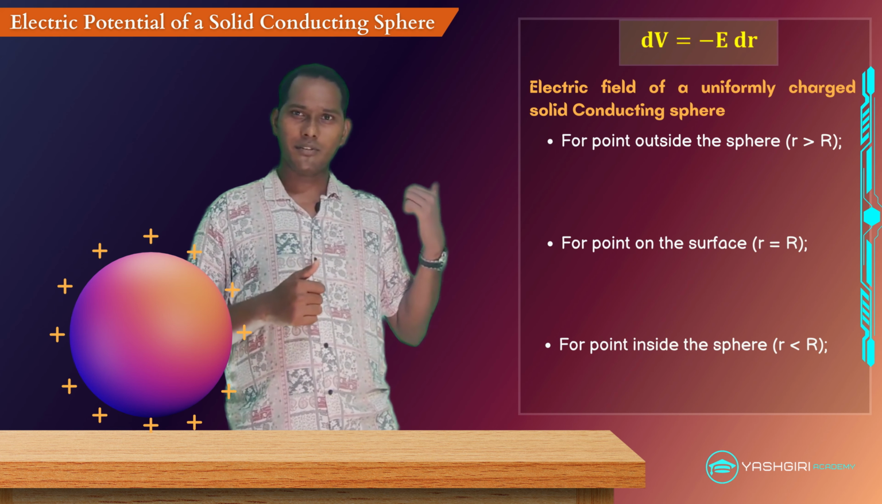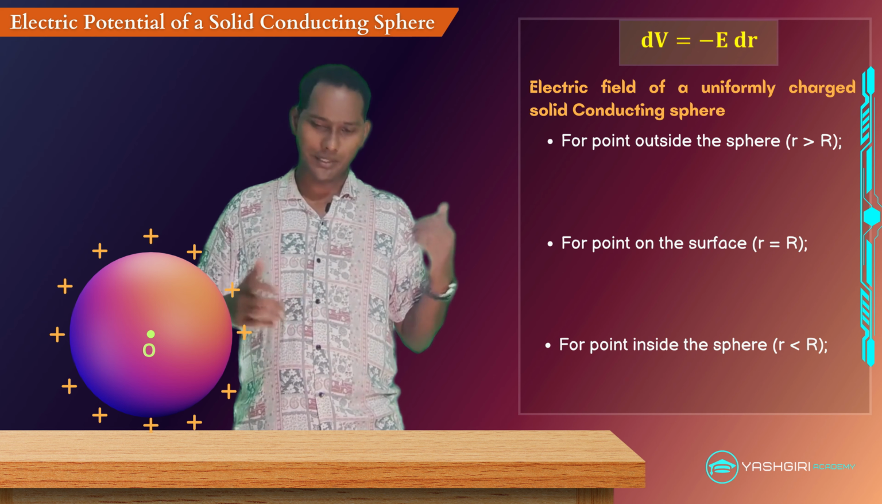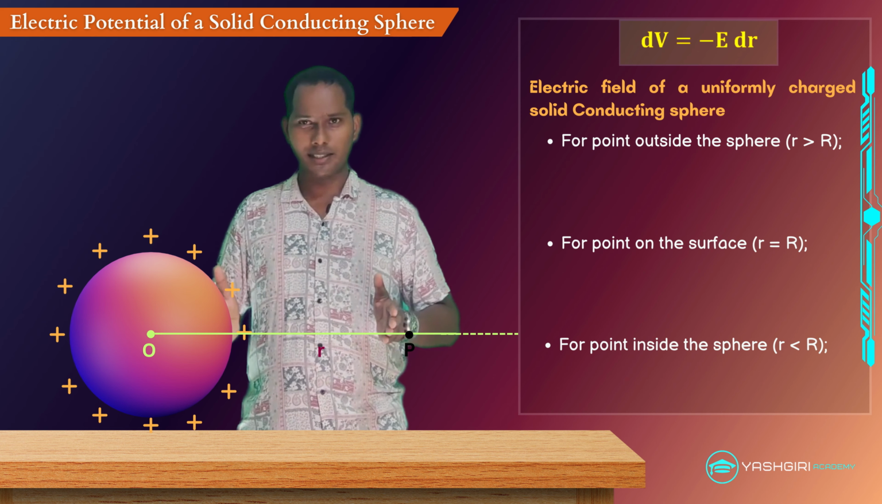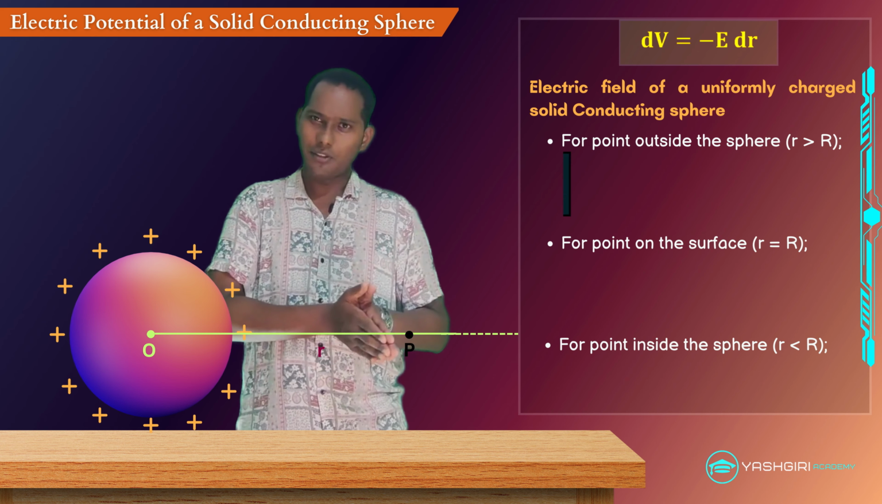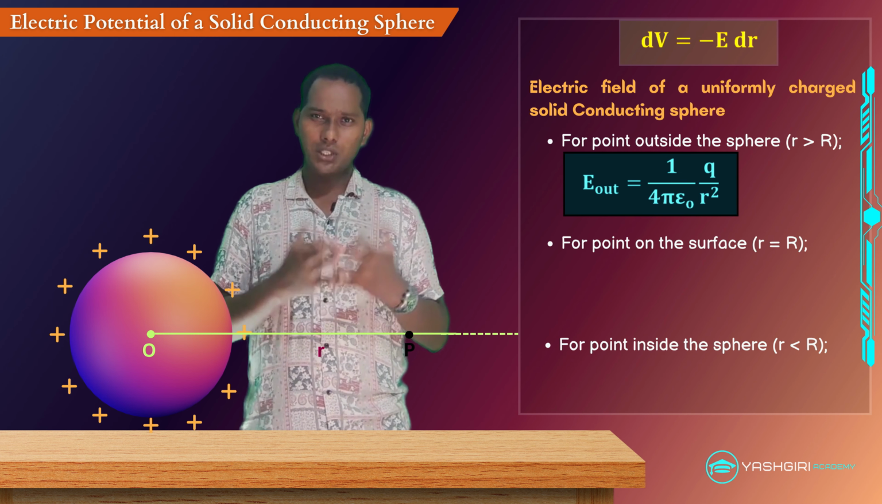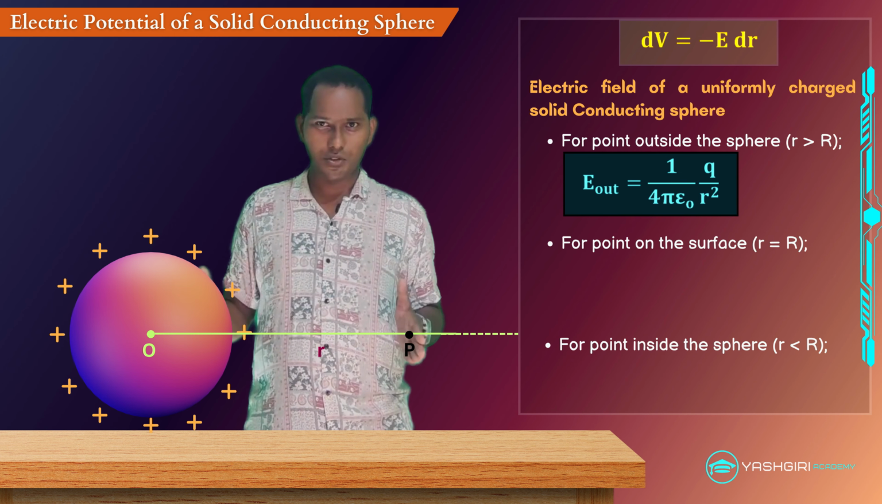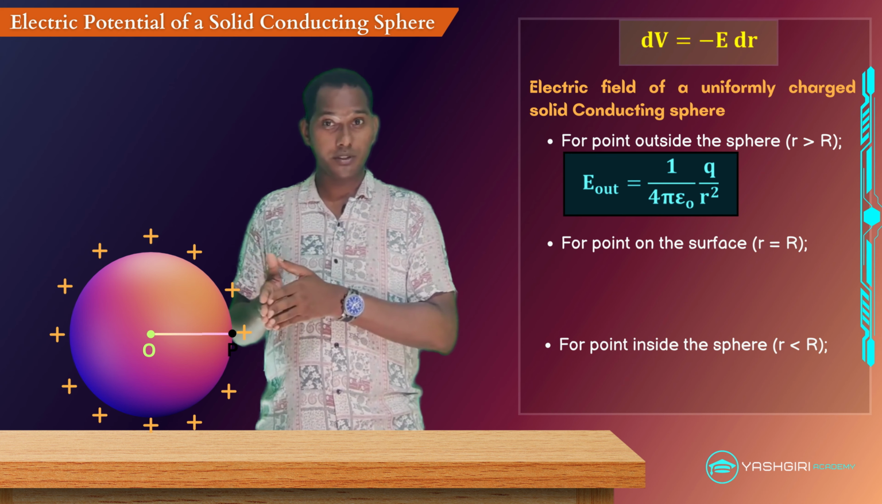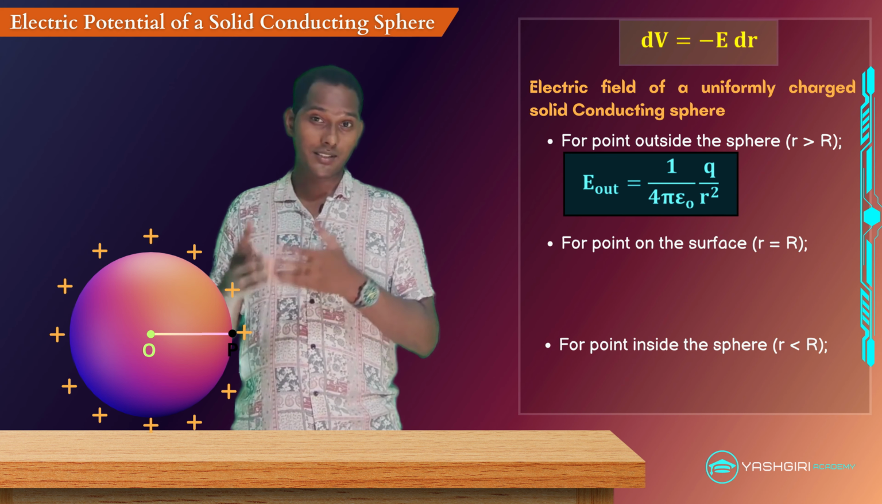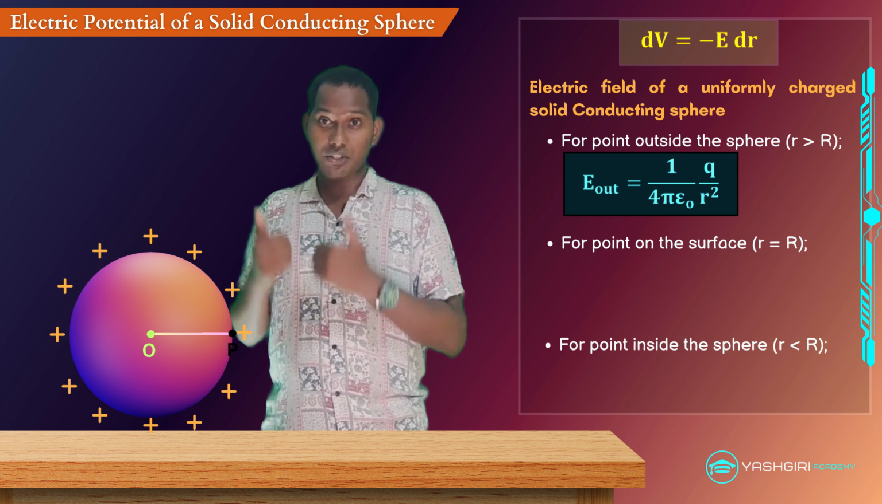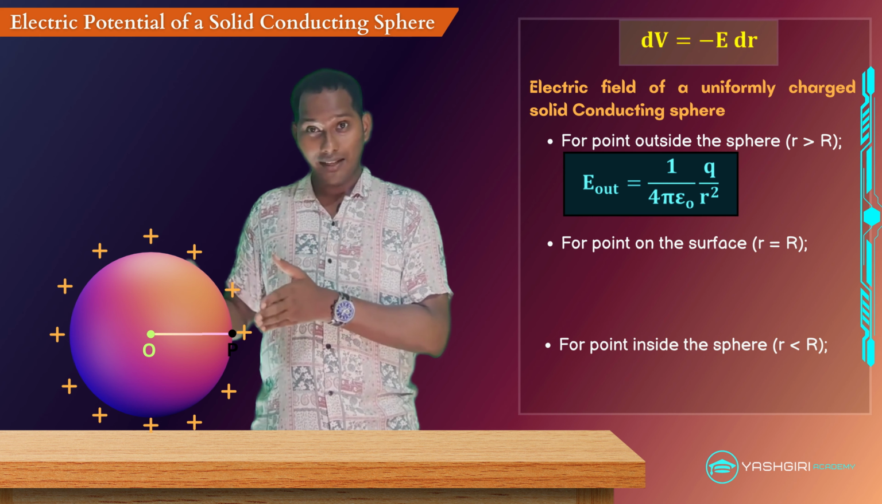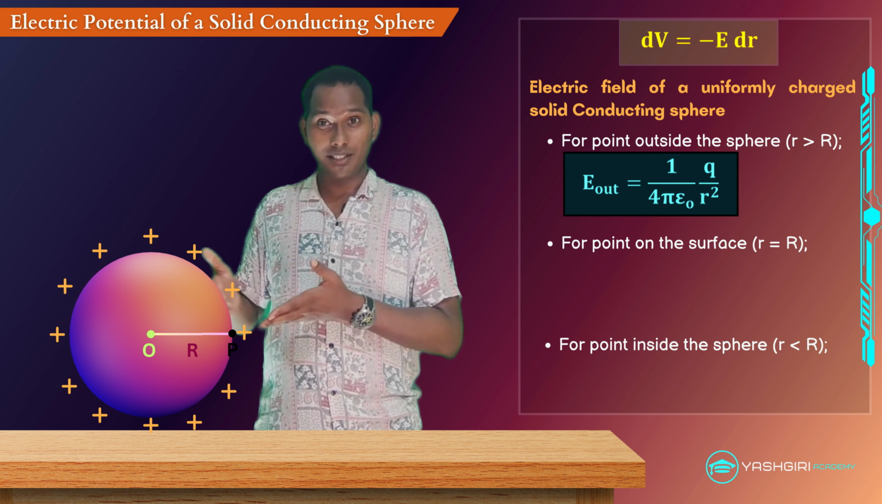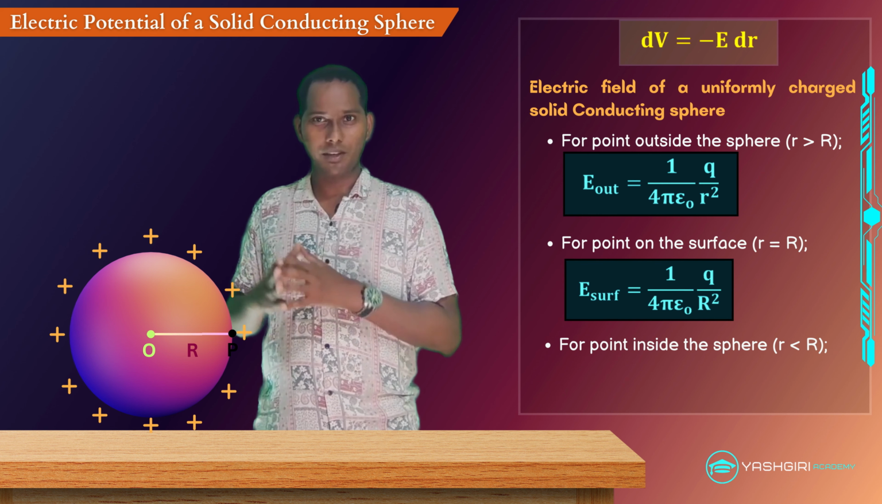And these are the three different cases which we had taken. When the point P lies outside the solid conducting sphere, we get the electric field as 1 upon 4 pi epsilon naught, charge q over the square of the distance. And when the point P lies on the surface of it, the electric field is 1 upon 4 pi epsilon naught, charge q over the square of the distance, and in this case the distance is nothing but the radius of the solid conducting sphere.